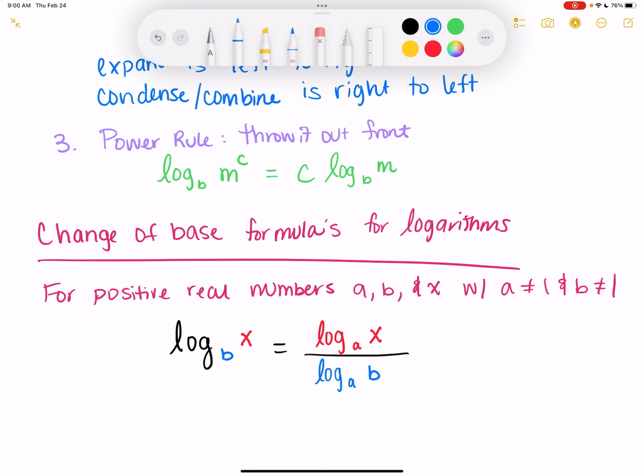If it says use the change of base formula, and it doesn't specify what to do, always assume a common log, which is log base 10. Which means you don't actually have to write the a. So I'll just make a note of that. For a common log, it would be equivalent to log of x over log of b. That looks like it says legs. We're going to fix that. Still kind of looks like leg, but oh well. It says log, I promise.